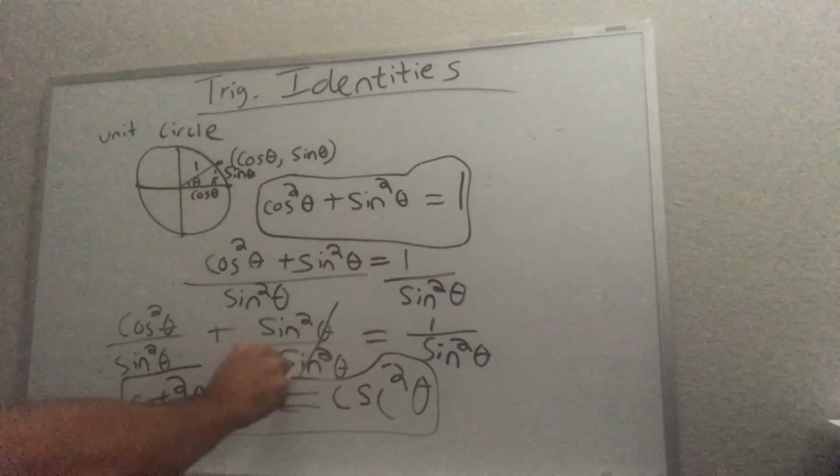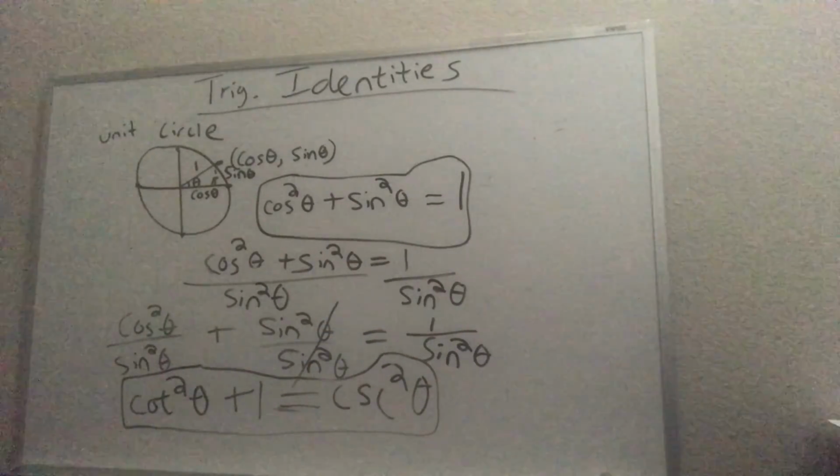So here we have just derived the three important trigonometric identities.